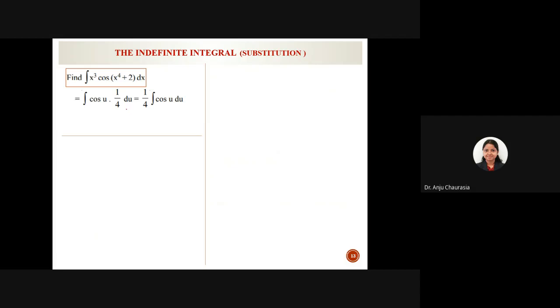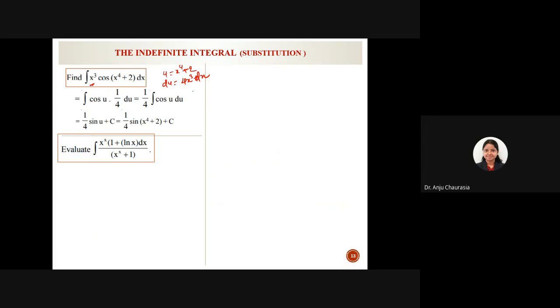Here we have to assume u is equal to x4 plus 2. So du is equal to 4x cube dx. Now you can see here x cube is equal to, okay, directly they have put it, but that day I solved this question, if you remember. So here x cube is equal to u, we have to consider.